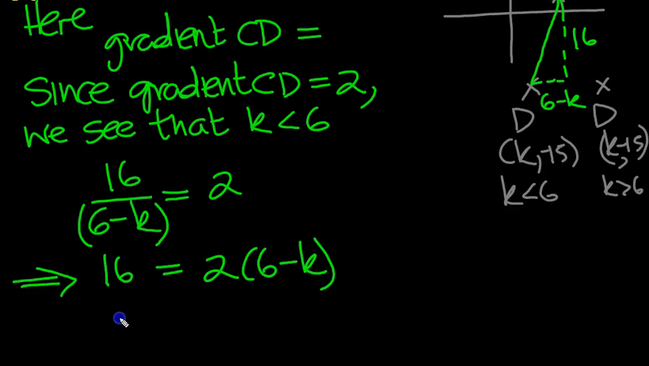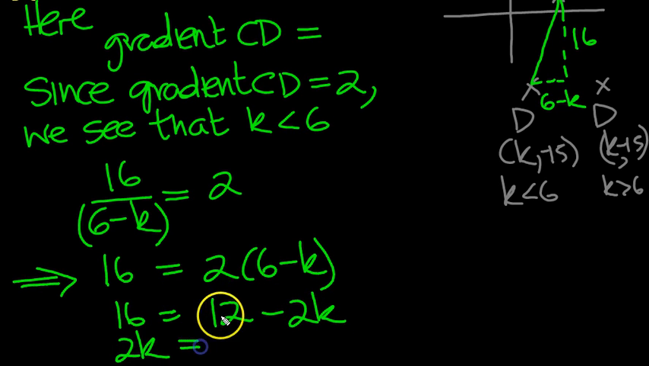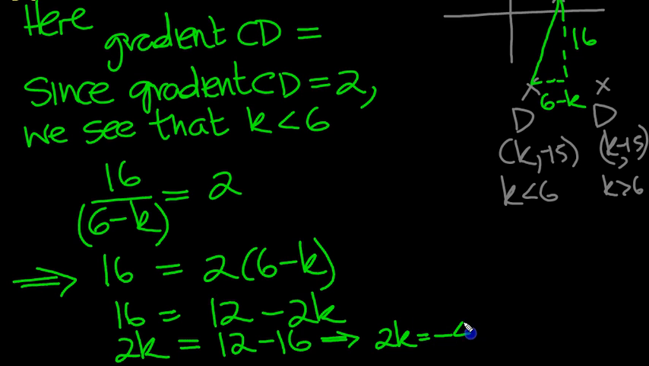Okay, so expand the bracket. 16 equals 2 6s are 12 minus 2k. I'm going to move the 2k over there and flip the sign, and 12 can stay where it is, and I'm going to move the 16 over to be with it, minus 16. And that implies then that 2k equals minus 4, and that implies k equals minus 2. And as we said, k is less than 6, and we've got k equals minus 2. So that's part E done. Great.